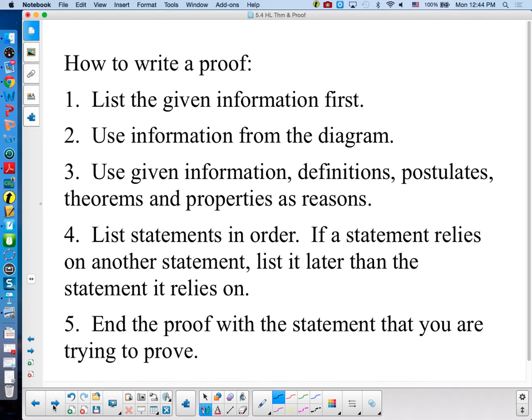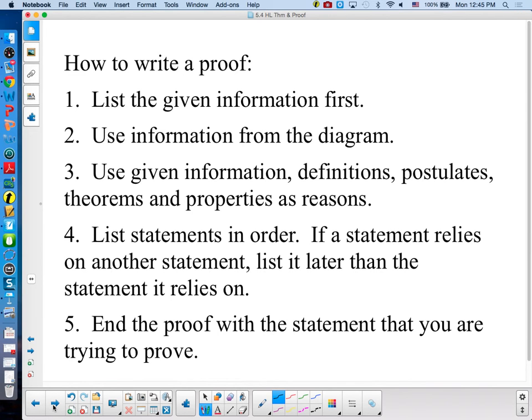Postulates. Some of these congruence things, like side, side, side, is actually a postulate. Side, side, side congruence postulate. So there are some postulates. We're getting more and more theorems all the time. Properties. What were some properties we did? One we've used a lot just lately. Reflexive property. We also had transitive and symmetric. So now's where we think back to what we have studied. We're going to list the statements in order, and if a statement relies on another, like if the directions say there's an angle bisector, then we need that to use the definition of an angle bisector. We're going to try and keep those lines together in the proof.